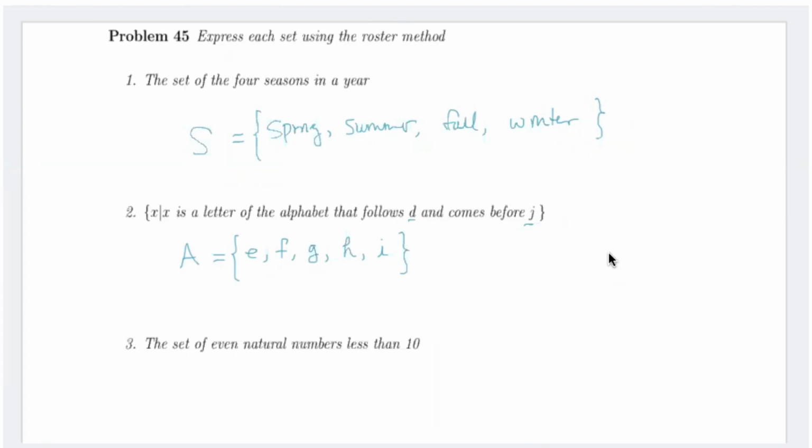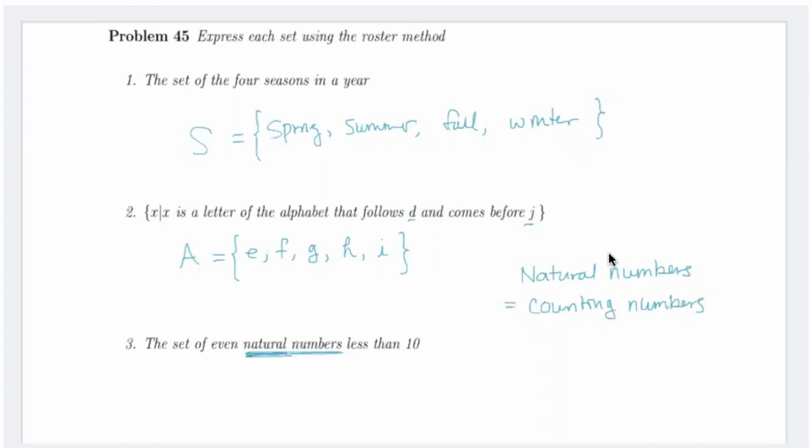All right, last one. The set of even natural numbers. Here is a word you probably don't know: natural numbers. So let's understand the meaning of natural numbers. Write it out. Natural numbers is the same as counting numbers.